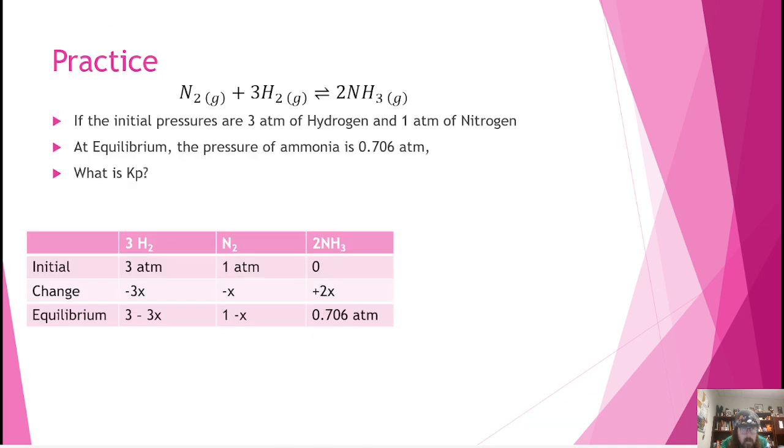But sometimes things aren't so simple. Looking at this, if I initially put in 3 atmospheres of hydrogen and 1 atmosphere of nitrogen, and I want to know what is the Kp if after equilibrium establishes we get 0.706 atmospheres of ammonia. So let's look at that.